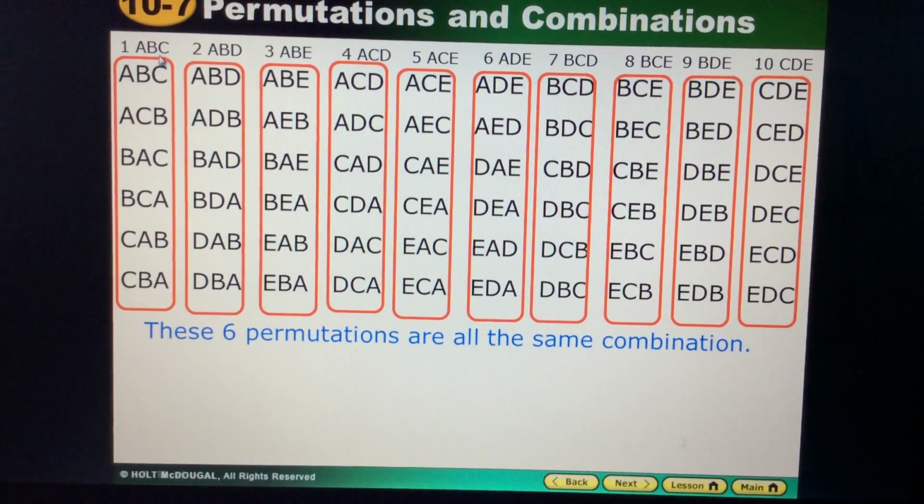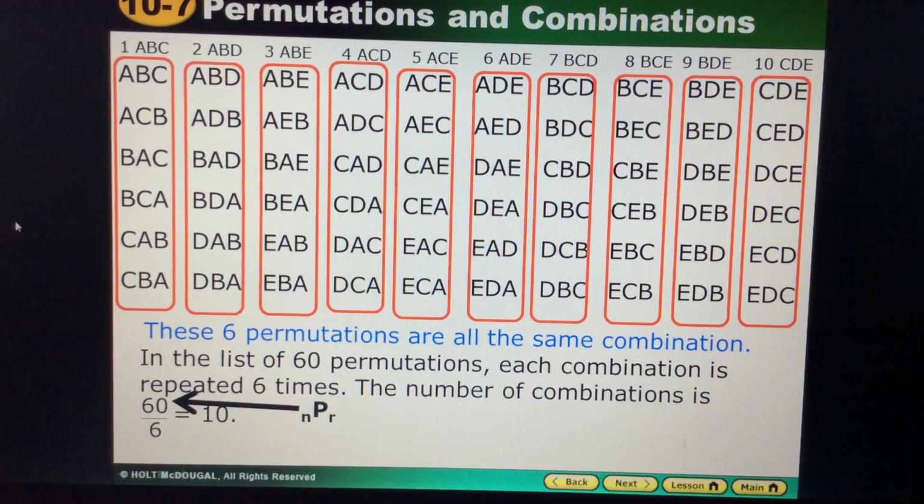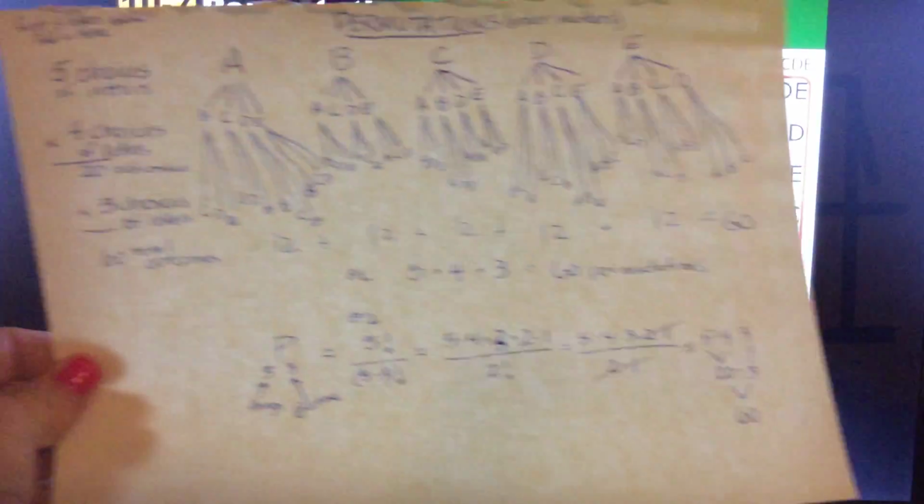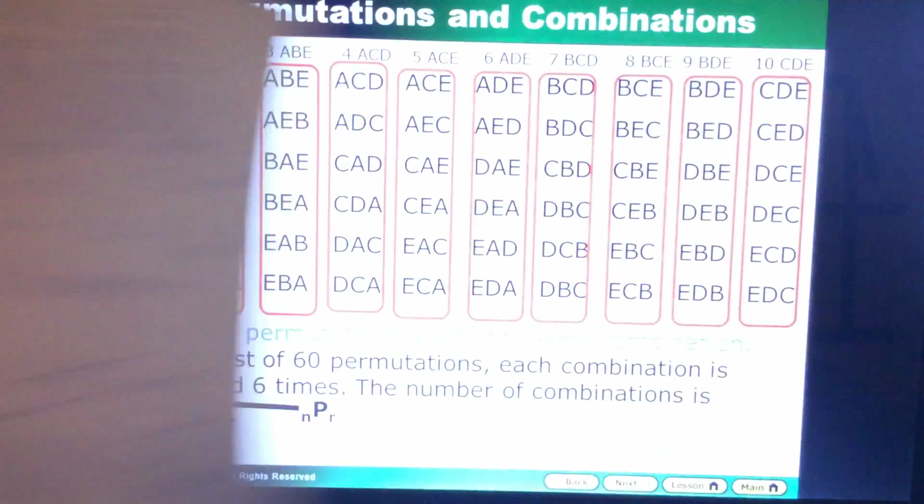So here are your 10 different combinations of 5 things taken 3 at a time. Okay, but there are repeats because order is not important. So the numerator here, this is the permutation of n things taken r at a time, which comes from this. There's our 60 things. That's our permutation. Okay?